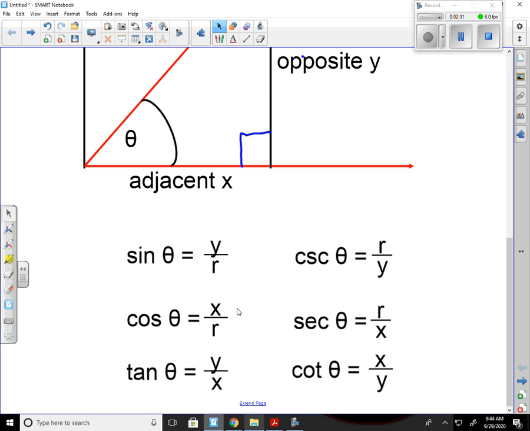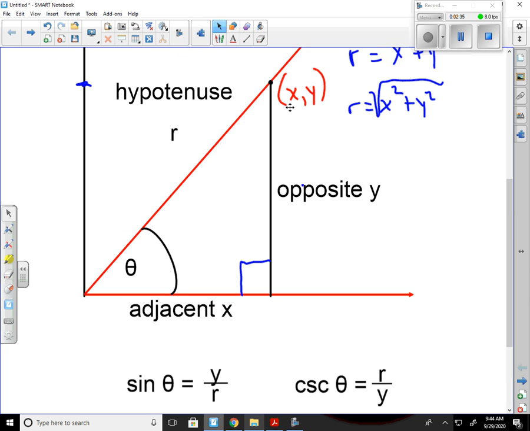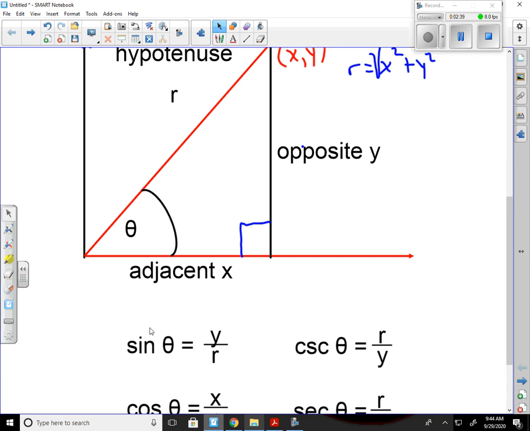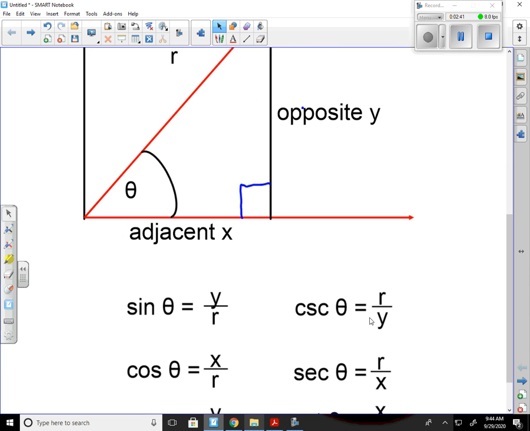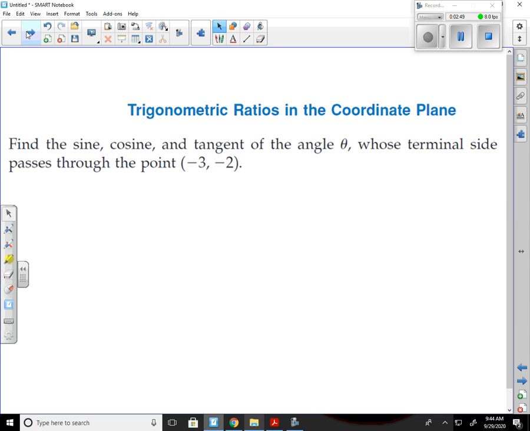So once I look at that now, I can tell that based off of just this point, I will be able to come up with all of my trig functions, or those ratios that we had been working on before. So here we have a point -3, -2. It tells me I need to find the sine, cosine, and tangent of that angle.